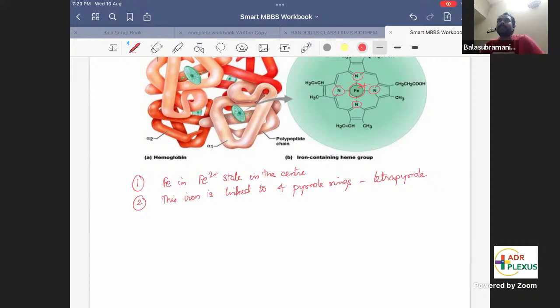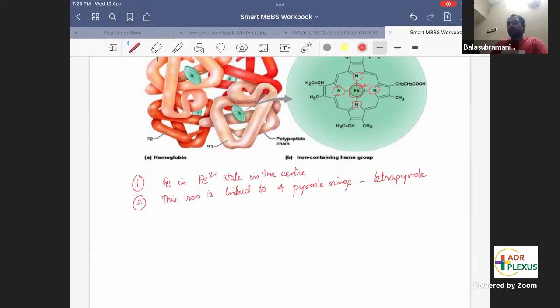The pyrrole ring is a specific ring which has an aromatic ring-like structure. So this pyrrole ring is attached to the ferrous molecule. So ferrous iron, and these are basically 4 linkages. Iron is connected to 4 pyrrole rings. So that is the tetrapyrrole.